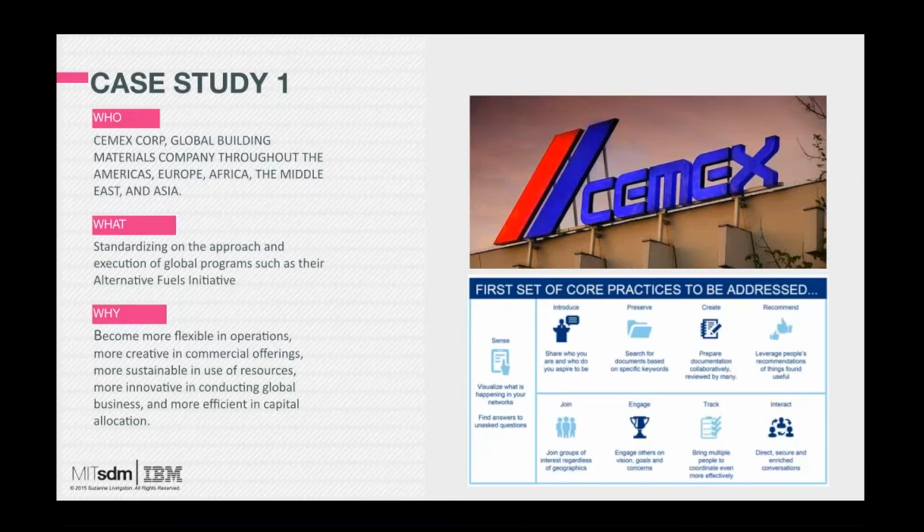So a global innovation initiative for alternative fuels was begun. They wanted to stabilize the company's long-term energy costs, reduce the use of fossil fuels, move to alternative fuels, and even lower the cost. So this initiative, in addition to having major impact on Cemex's own processes, they also saw this as a way to reduce their environmental impact on the planet. So it was a major initiative.